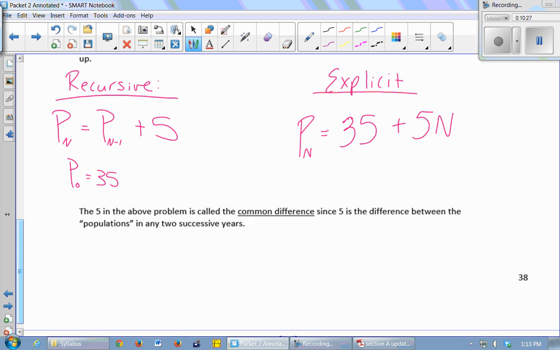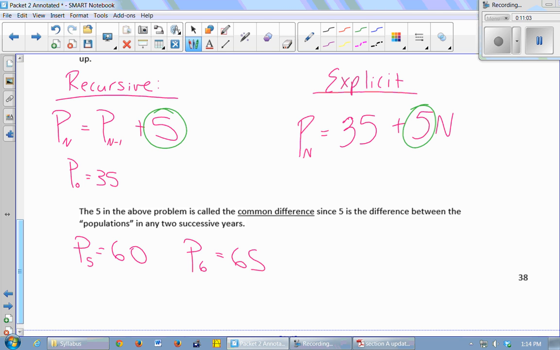The 5 in this formula, we have a 5 in the recursive and we have a 5 in the explicit, right? That 5 is called the common difference because 5 is the difference between the populations in any 2 successive years, right? So like P5 would be 35 plus 25, which is 60, and P6 would be 65, right? If you subtract those two, you get 5. So that's why we call it the common difference.